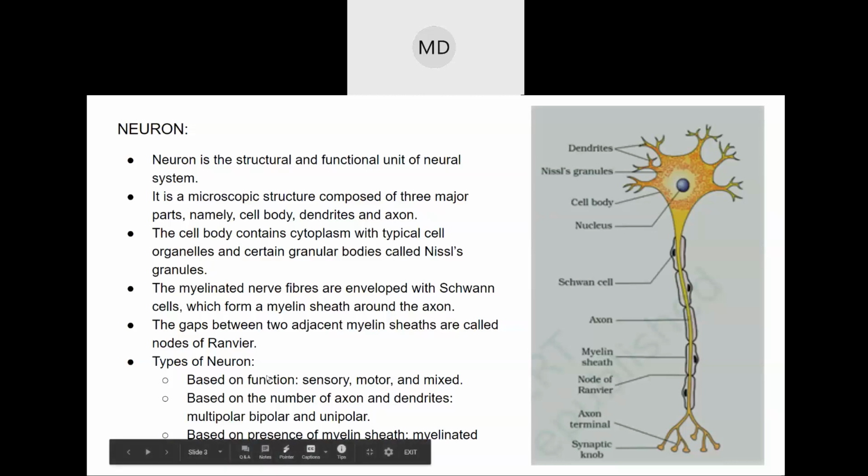Based on function also, there are three types: sensory, motor, and mixed. Mixed does all the functions, that is, sensory function and motor function also. Sensory neurons relay messages from the tissues to the CNS, and the motor neurons relay messages from the CNS, that is the brain and spinal cord, to the other tissues or organs. And the mixed neurons do both. They can take messages from the sense organs to the brain, and from the brain to the sense organs, both.